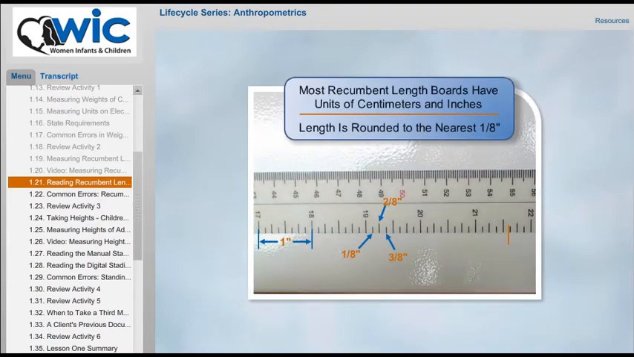Let's say the heels of the child went to the red line. Since the heels went further than the halfway point between 4/8 and 5/8, you'd round this measurement up to 21 5/8 inches. If the measurement was less than the halfway point, you'd round down to 21 4/8 inches. What if the measurement was right in the middle? Exactly. You'd round it up to 21 5/8 inches.